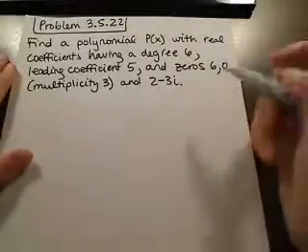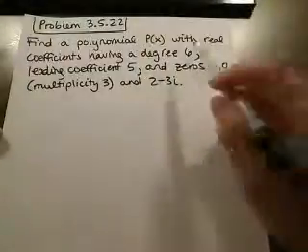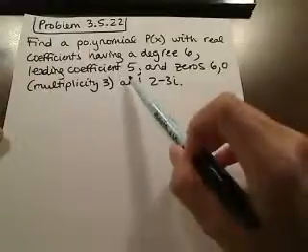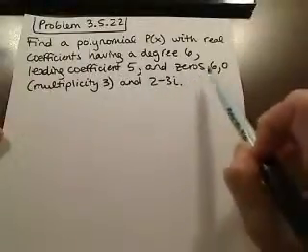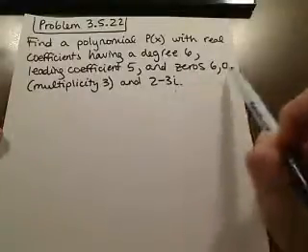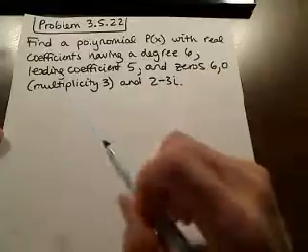Okay, so this is problem 3.5.22. We're trying to find a polynomial function, p of x, with real coefficients having a degree of 6. The leading coefficient is 5, and it has zeros of 6 and 0 and 2 minus 3i, and the 0 that is 0 has a multiplicity of 3.